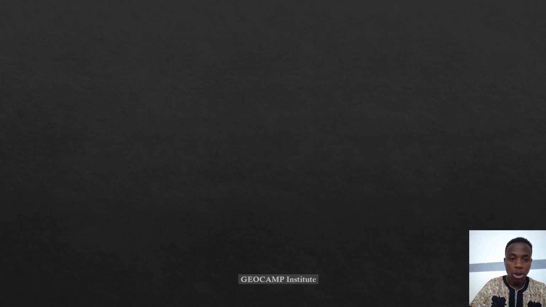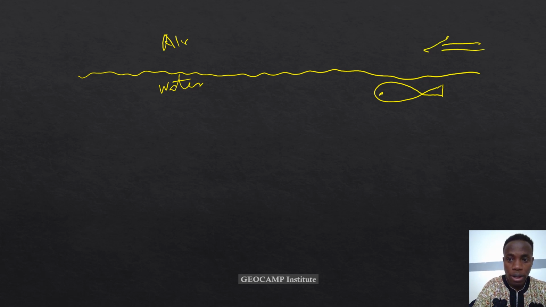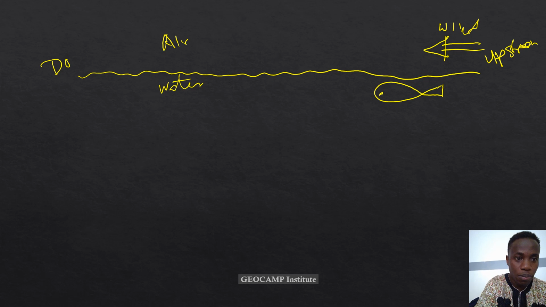So if you recall, or just by way of refresher, just imagine a river surface. And that's air, and then this is water. So that means we have some aquatic features here. Now if you imagine a typical river, let's say to your right is upstream, and to your left is downstream.